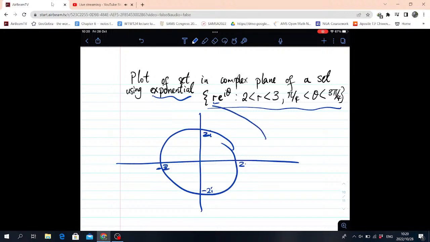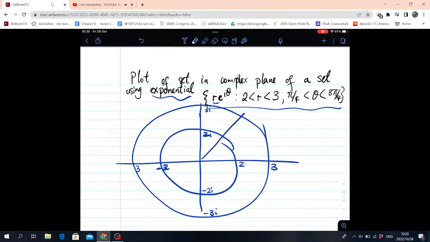And then you draw another circle, right? And that will be 3i, minus 3i and 3 there. So that is the region. And then if we draw the angles, they will look something like that. That's pi over 4. That's pi over 4 there. And so the region that we want is going to be this region, because that is the region that satisfies both cases.